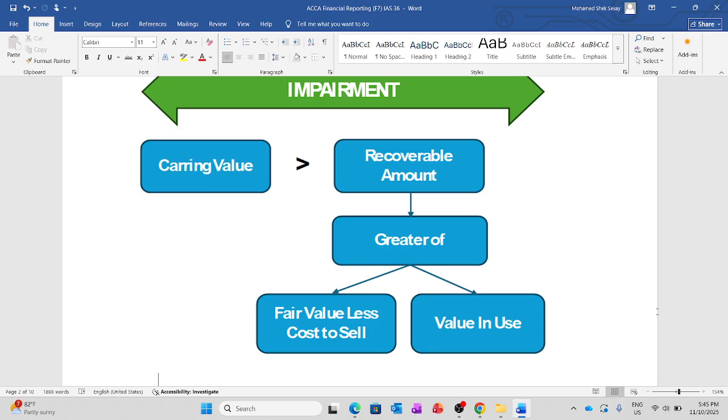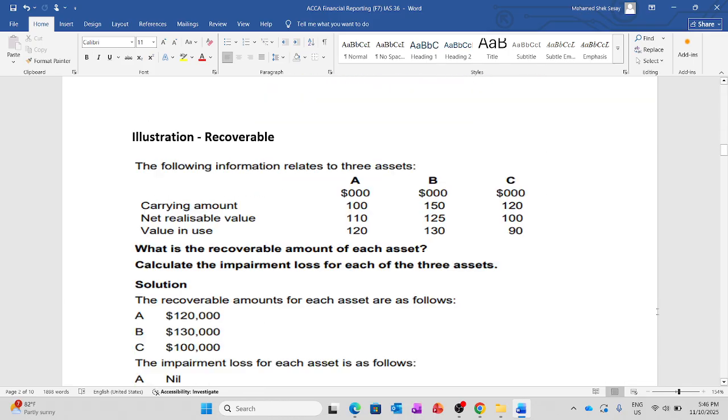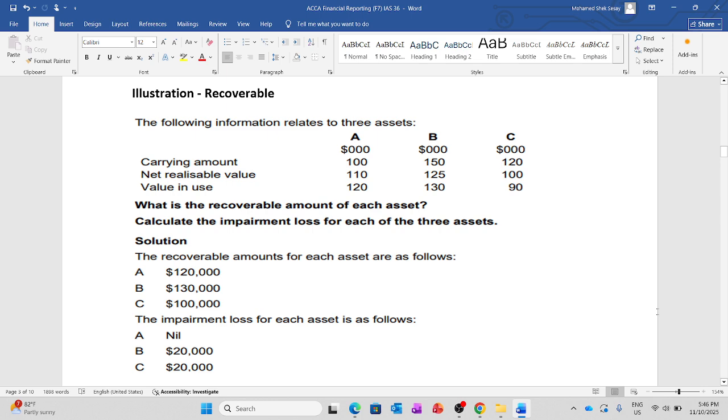So we can only consider a figure to be the recoverable amount if it is the fair value less cost to sell or the value in use. The higher of the two is what we are going to compare with the carrying value to determine whether there is an impairment or not. So now we can look at illustration one, simple and straightforward. The first portion requires us to identify the recoverable amount, and then we can look at the net realizable value and the value in use.